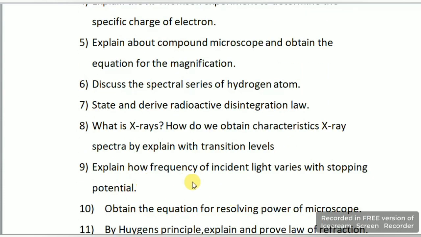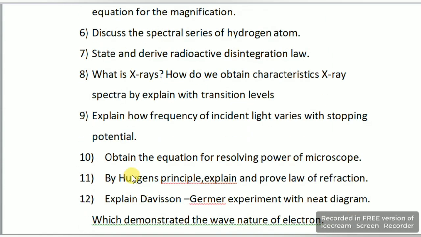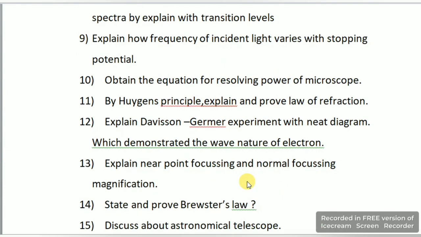Next, explain how frequency of incident light varies with the stopping potential. Next, obtain the equation for resolving power of microscope. Next one, by Huygens principle, explain and prove law of refraction. Next one, explain Davisson-Germer experiment with a neat diagram, which demonstrated the wave nature of electron. Next, explain near point focusing and normal focusing magnification.